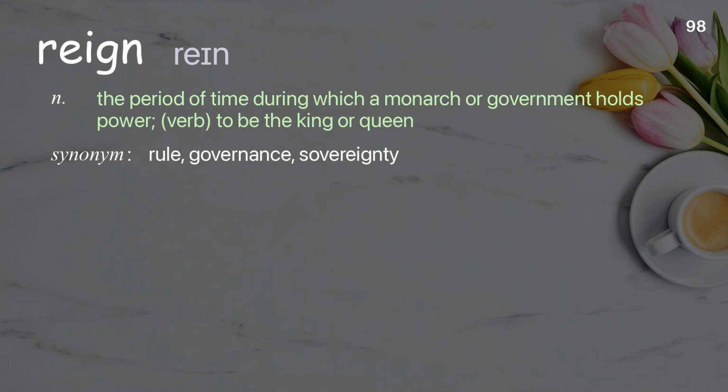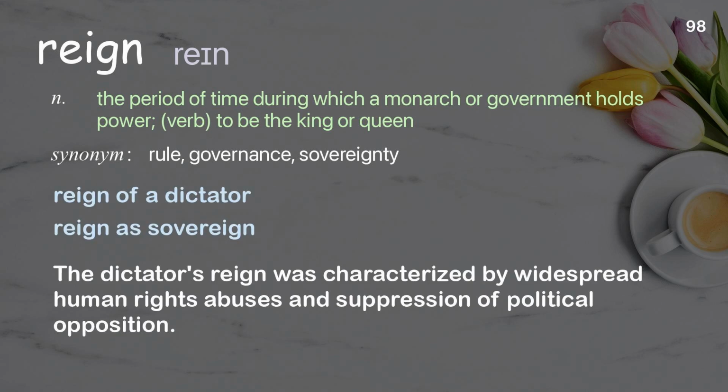Reign. The period of time during which a monarch or government holds power. Verb: to be the king or queen. Examples: Reign of a dictator. Reign as sovereign. The dictator's reign was characterized by widespread human rights abuses and suppression of political opposition.